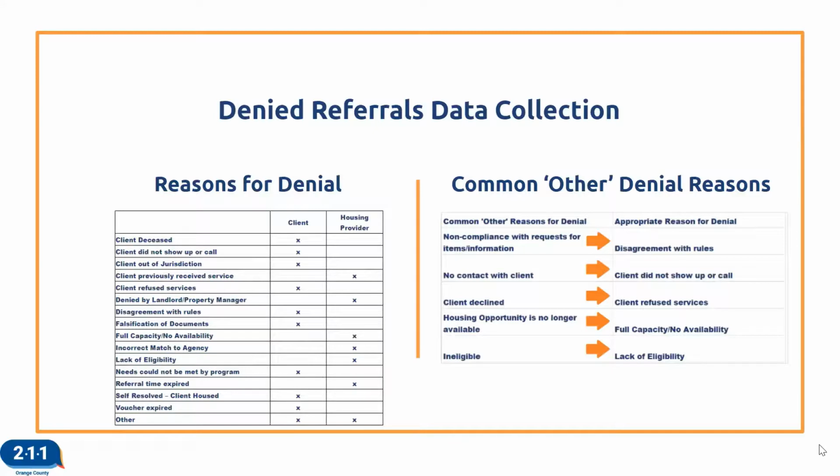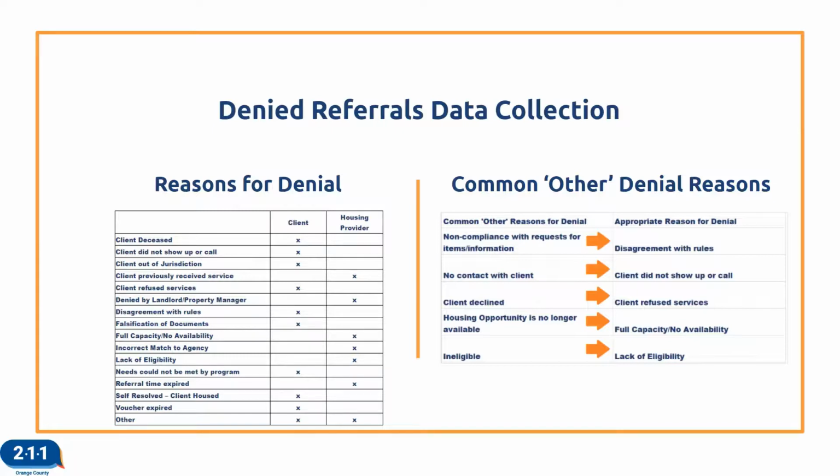All right, so on the left side of the screen here, you can see a list of the reasons for denial that are included in that dropdown. And whatever reason for denial is chosen should also match the denied by type dropdown, which is a denial by the client or the housing provider. So you can see here, we have included a chart that shows if you select a certain reason for denial, which denied by type option should be selected in at least most cases.